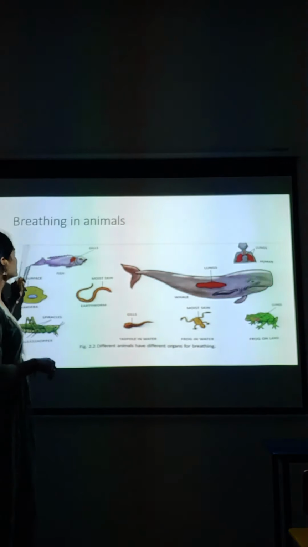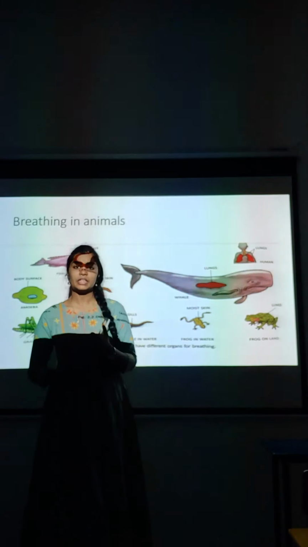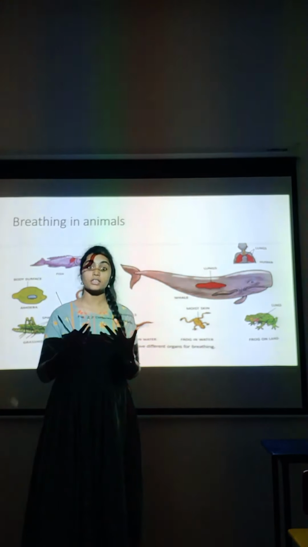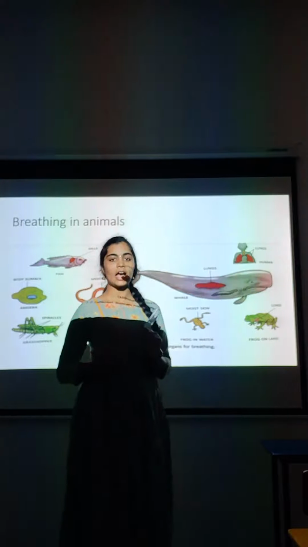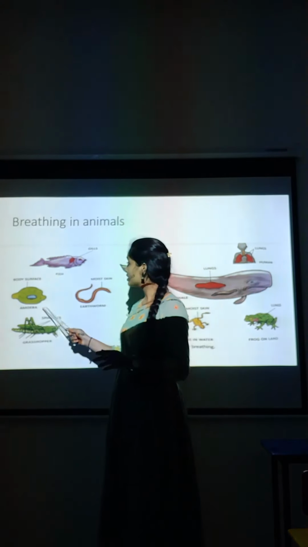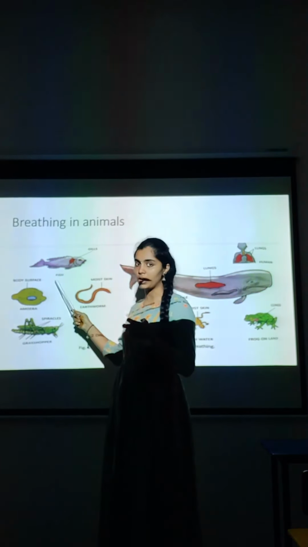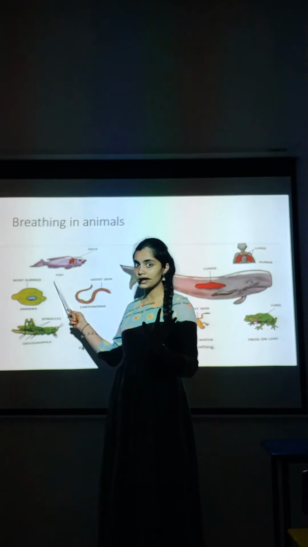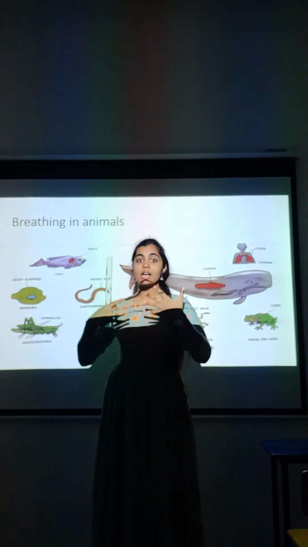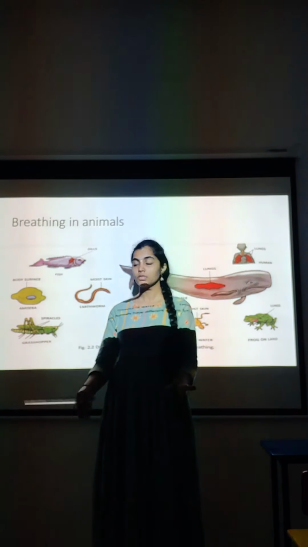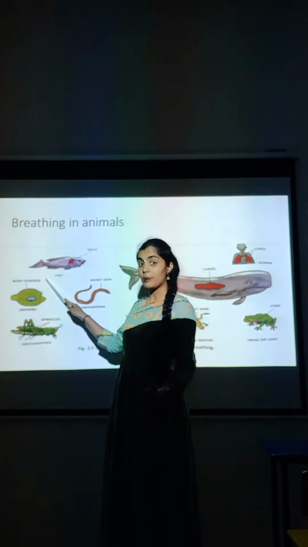Now, first is breathing in animals. First comes amoeba. How do you think amoeba breathes? As we have lungs, we breathe with the help of our lungs. Does amoeba have lungs? No, it doesn't have lungs. Then how does this amoeba breathe? It uses its body surface for taking in oxygen and sending out carbon dioxide. So what happens in breathing? The basic thing is we take in oxygen and send out carbon dioxide. Understood? In the same way, amoeba takes in oxygen and sends out carbon dioxide.